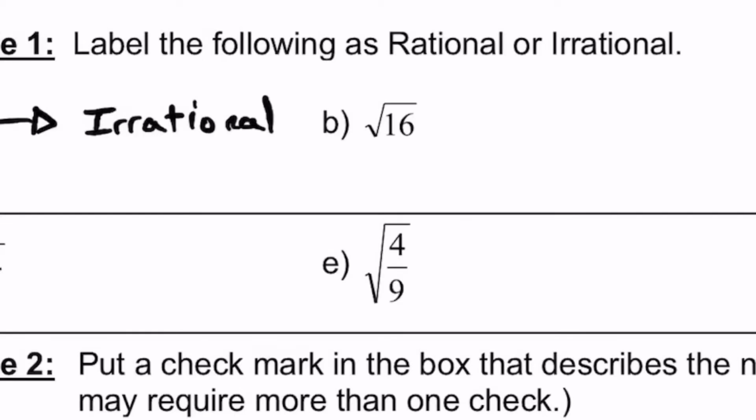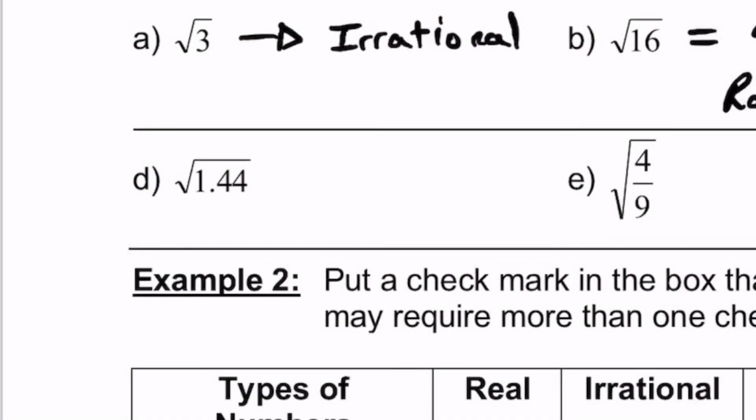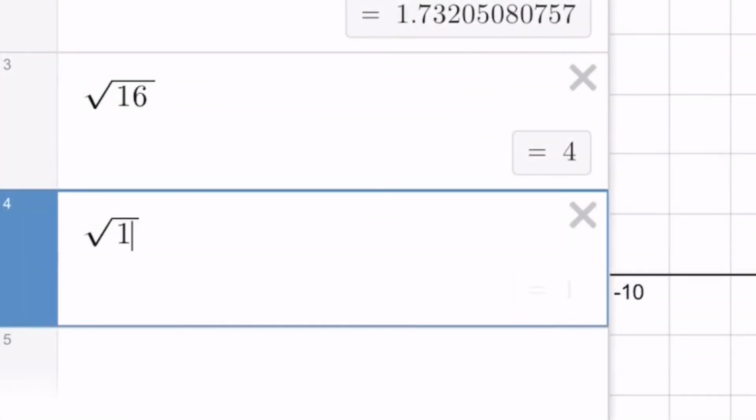Square root of 16, I know the square root of 16 is 4. So as soon as I know what it is, it's got to be rational. Square root of 20, I have no idea what it is. So it's irrational. If you're not sure, go to your calculator and check. But if you know your perfect squares, then you're going to know which numbers are rational and irrational when you take the square root.